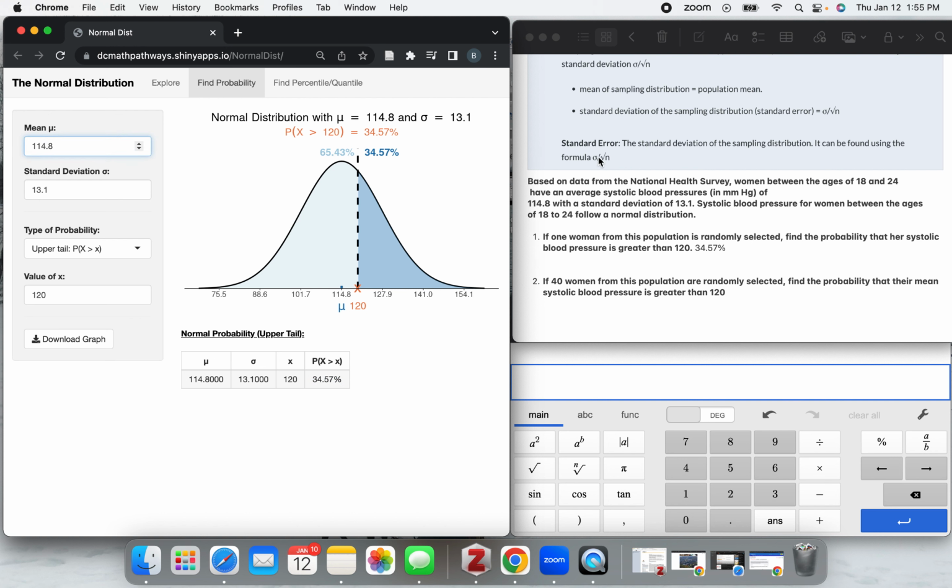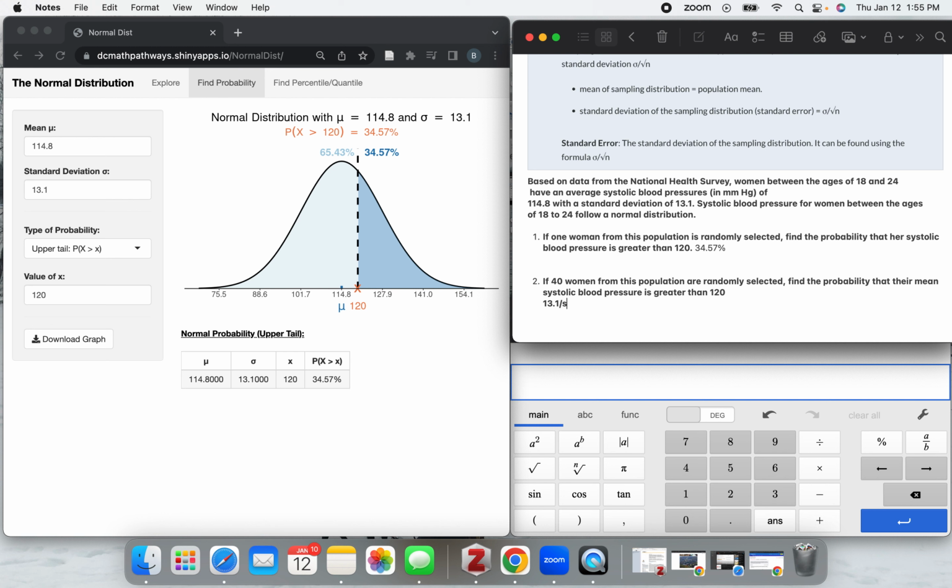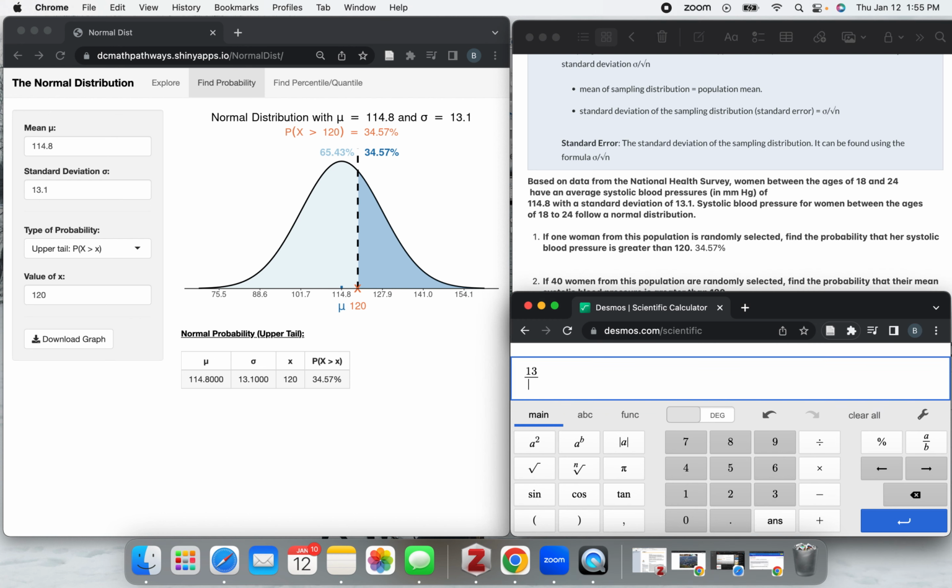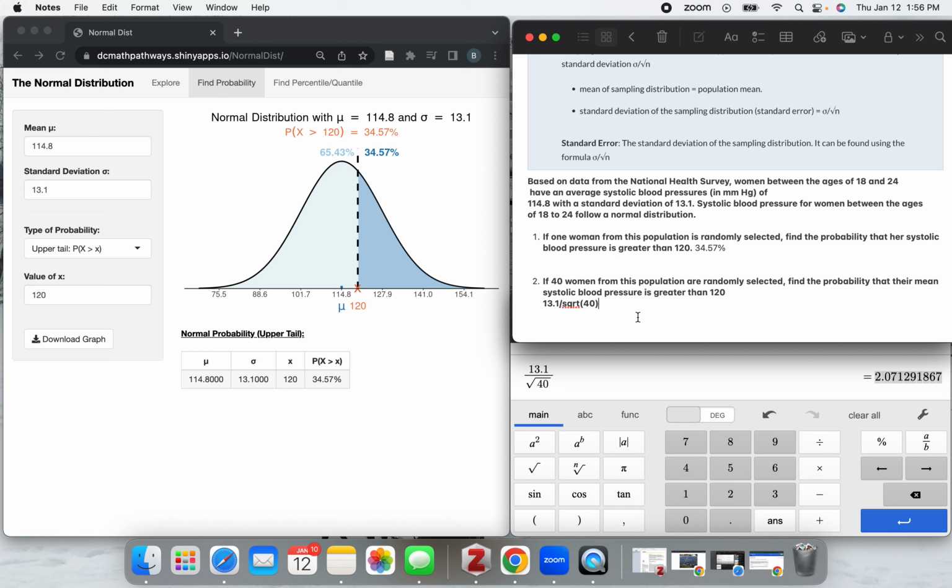But you can see for our standard error, we're going to have to take that 13.1. We're going to have to divide it by the square root of our sample size, which is 40. So let's go ahead and do this in this calculator. We have 13.1 over the square root of 40. And we get this number here. So we usually want to round this to around 4 or 5. So let's just go to here.